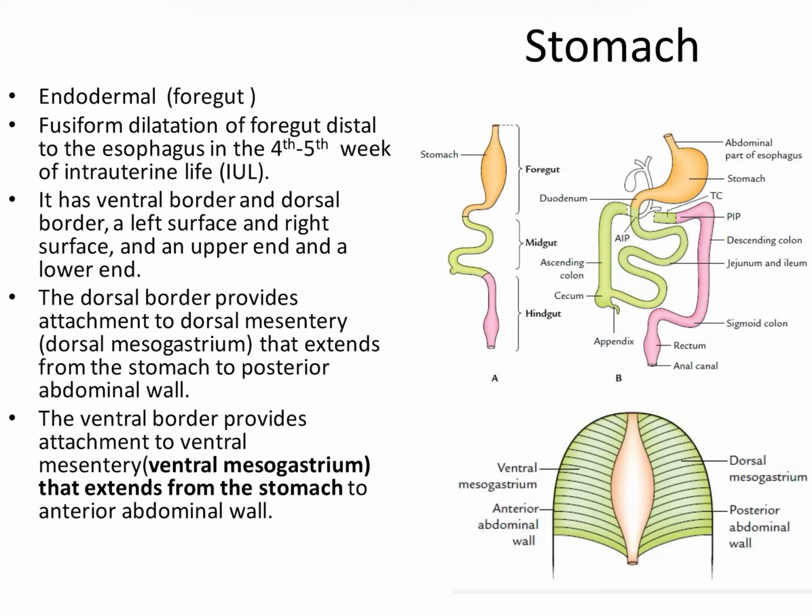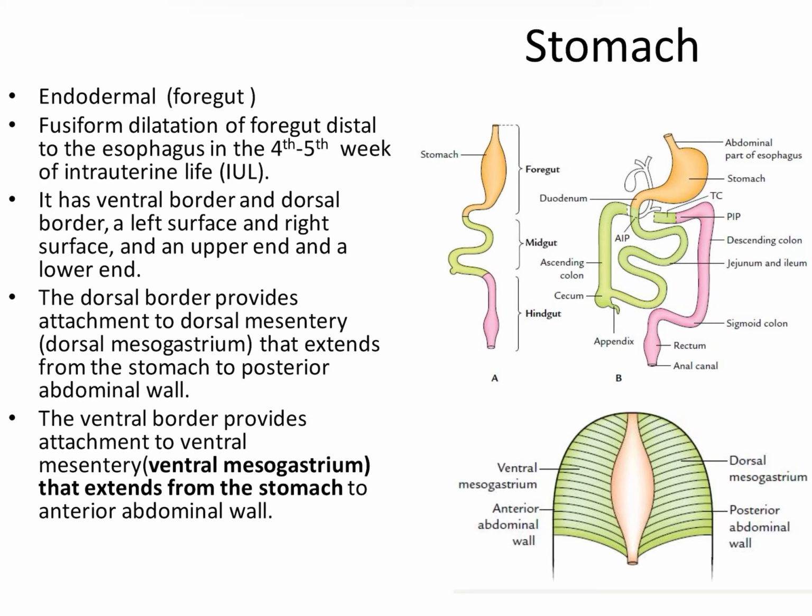Hello everyone, today we will study the development of the stomach. The stomach is endodermal in origin as it develops from the foregut. It is a fusiform dilatation of the foregut, in the distal part, distal to the esophagus, and it develops around the 4th to 5th week of intrauterine life.